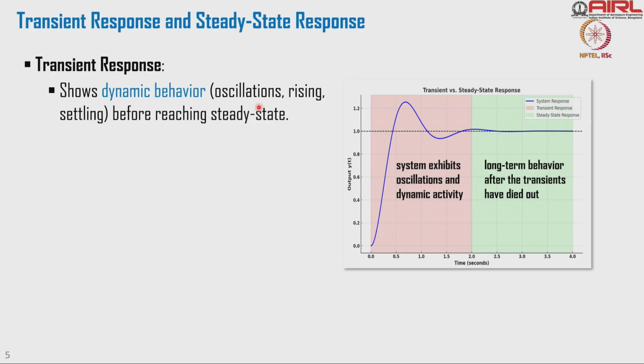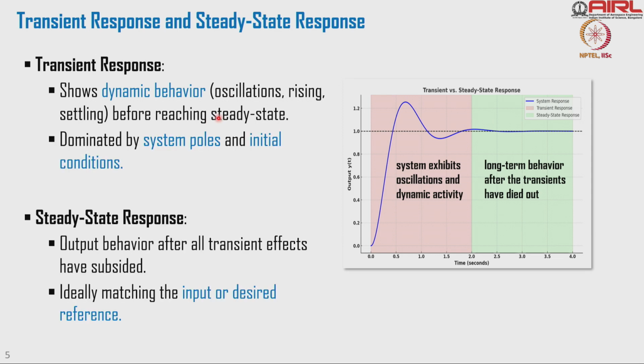What I meant is how many oscillations are there, how is it rising, how fast it is settling down. These are very important for us to understand. In steady state, once it settles, the output behavior once the transient response dies out, it's a long term behavior I am trying to look at. Is it matching with respect to my input?